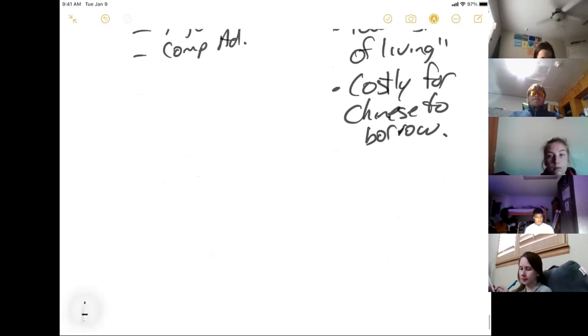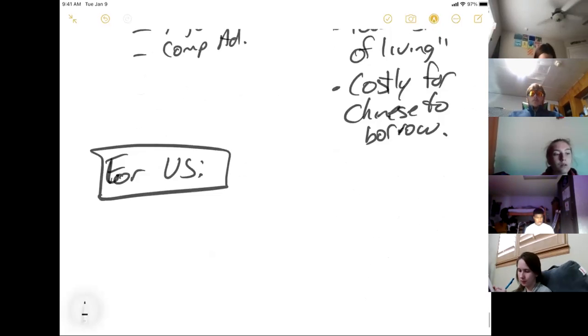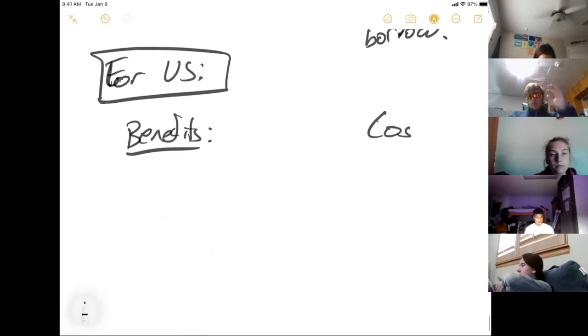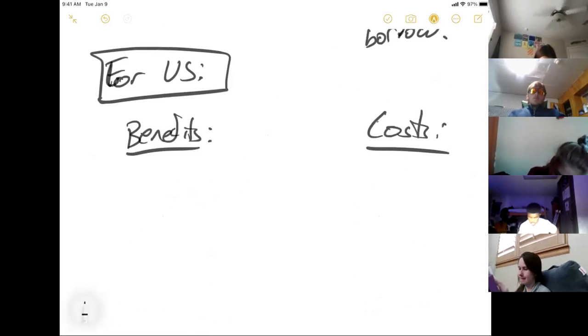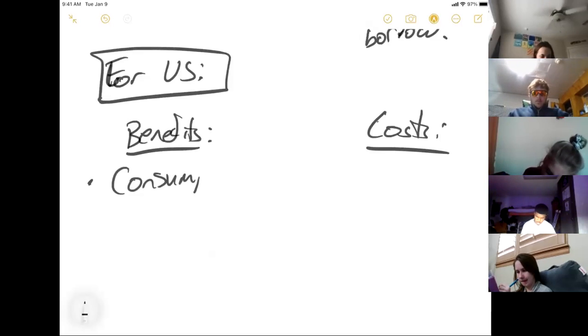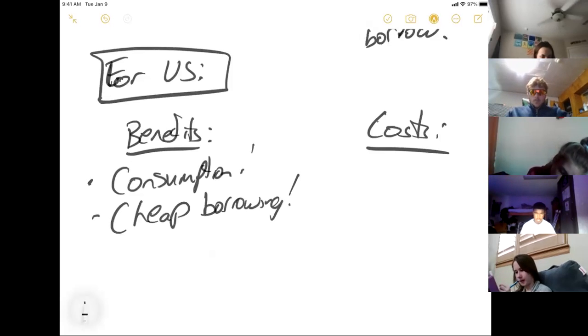How about for the US? Well, for the US, it's really kind of the flip side of the coin, right? We get benefits and we get costs. Some of our benefits are the costs for the Chinese. So what do we get out of this situation? High standards of living. Exactly. We get a lot of consumption and cheap borrowing. We can spend, spend, spend.